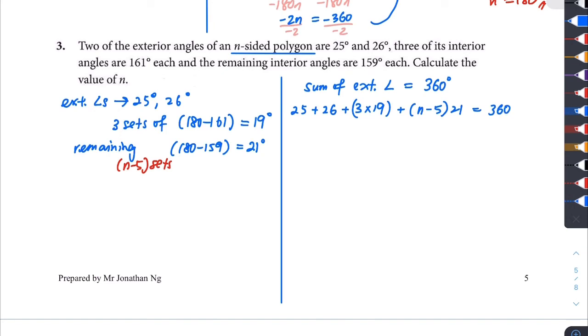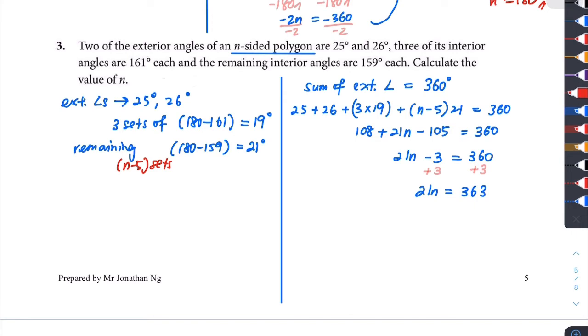Let us open up and simplify. We got 25 plus 26 plus 3 times 19, so we got 108 plus 21n minus 105 equals 360. So we have 21n plus 3, weirdly, equals 360. Let me bring the 3 over there. So your 21n is going to be equal to 357, and then I divide by 21. Actually as written, 21n equals 363, so n will be equal to 363 divided by 21. Not a nice number, so I'm just going to put it as a fraction, 17 2 over 7. I think something must be wrong somewhere.